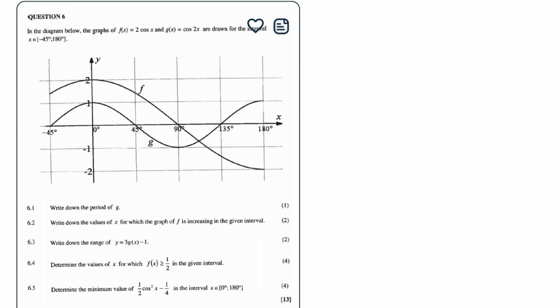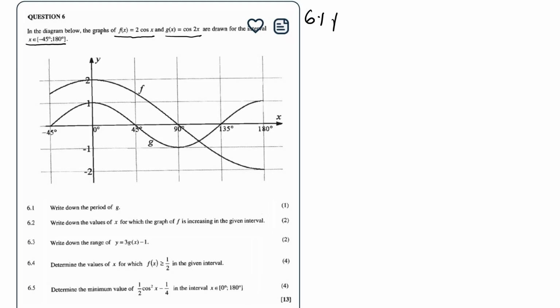Good day, everyone. This is grade 12 mathematics paper 2, trig functions. Question 6: in the diagram below, the graph of f(x) = 2 cos x and g(x) = cos 2x are drawn in the interval x ∈ [-45°; 180°]. So then 6.1, what is the period of g?